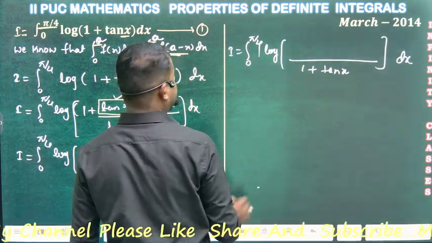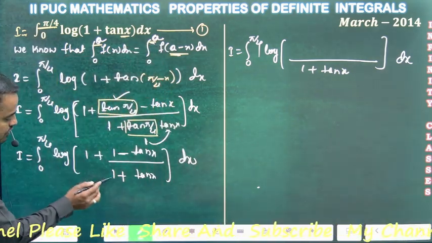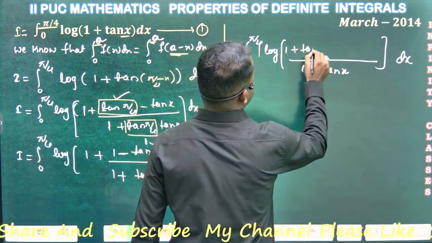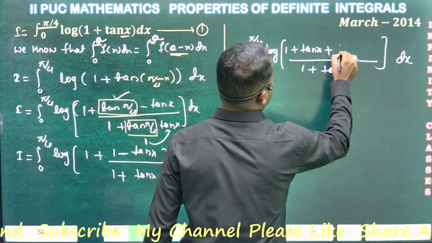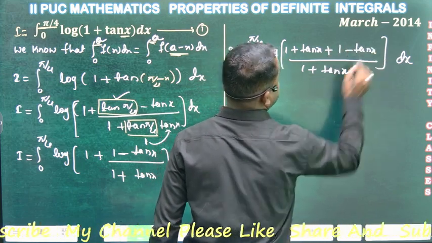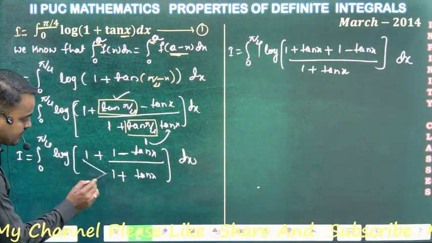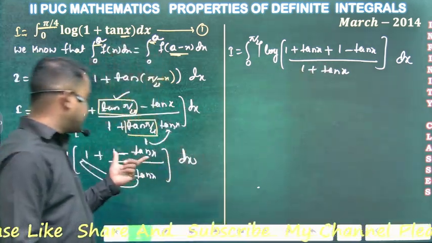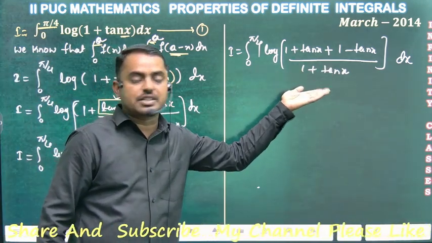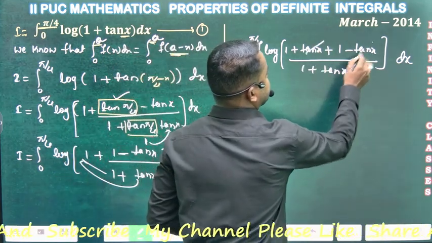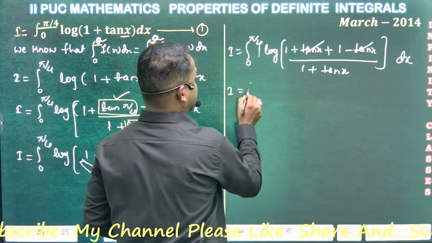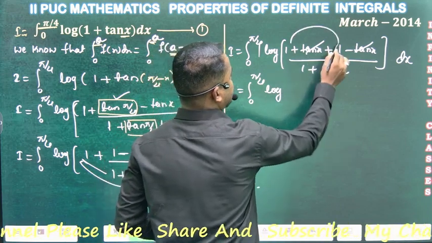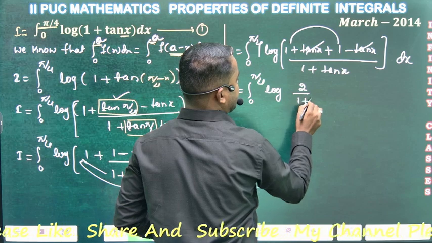Here, 1 into 1 is 1, 1 into tan x is tan x, so 1 plus tan x, plus 1 minus tan x as it is, and the LCM is 1 plus tan x. So here tan x gets cancelled. Then I is equal to integration of 0 to 5/4 log of 1 plus 1, which is 2, divided by 1 plus tan x, dx.